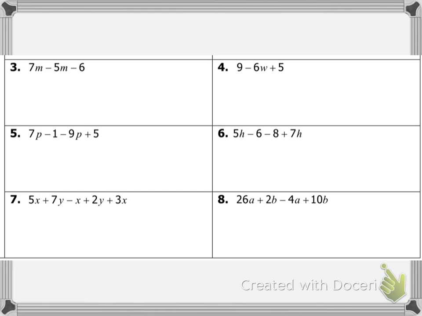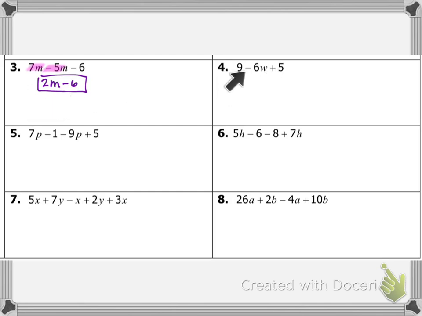Number 3. So for number 3, it says 7m minus 5m minus 6. So our common terms here, our variable terms, 7m minus 5m, and that's 2m. And then I just bring down the minus 6. There's nothing else I can do there. That's all I can do to simplify.